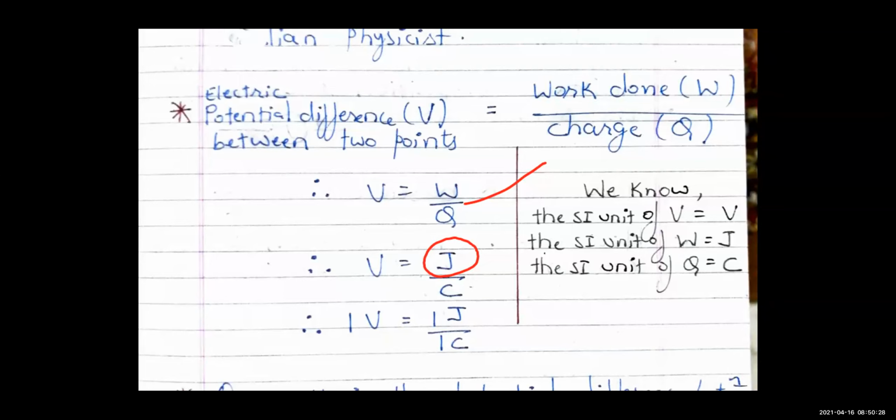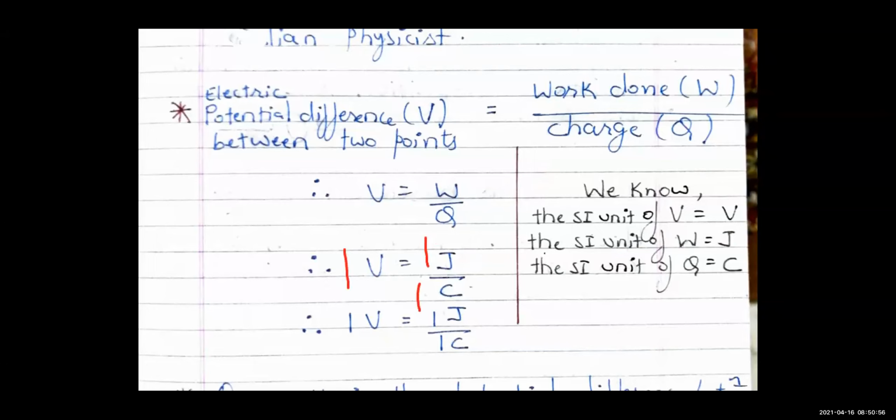You have done this in grade 9. What is the unit of work done? Joule. The SI unit of work done is joule, shown by capital J. The SI unit of charge, which we did in the last class, is coulomb, shown by capital C. Right? And electric potential difference is measured in volt, that is capital V. Now children, if I want to define 1 volt, then it has to be 1 joule and 1 coulomb.